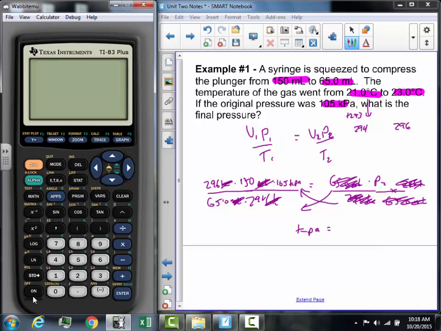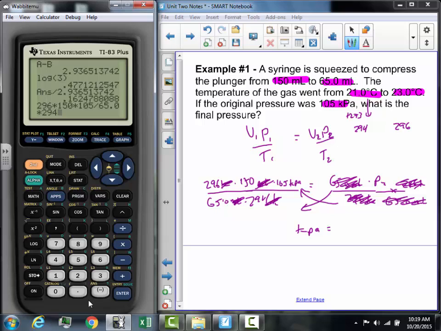I'd like to give some advice on how to put this in your calculator. I would recommend take the whole top of the fraction, put it in a bracket, then hit the divide by sign, and then put the whole bottom part of the fraction in the bracket. I'm going to show you what not to do. If you typed in this 296 times 150 times, is that a 105? That's a 105. And then you divide by 65.0 and then times by 294. If you type it in like I just typed it in there, it's not going to work. Do you guys know why?